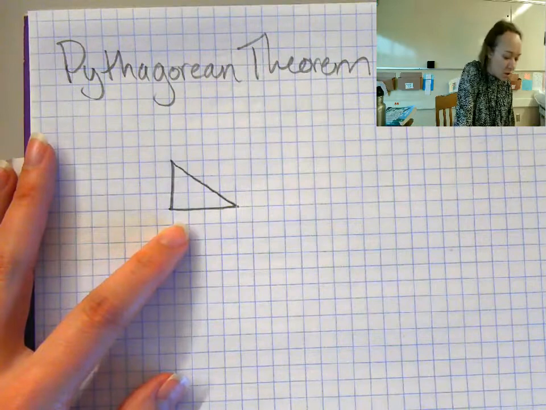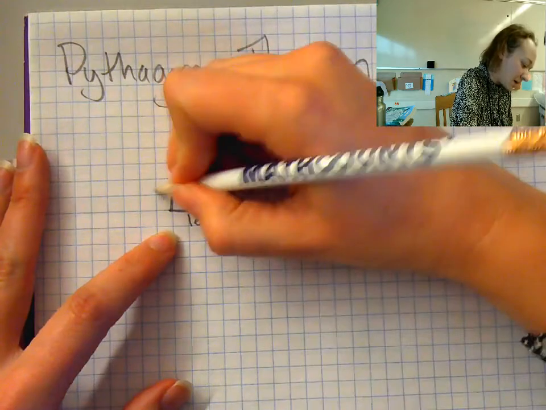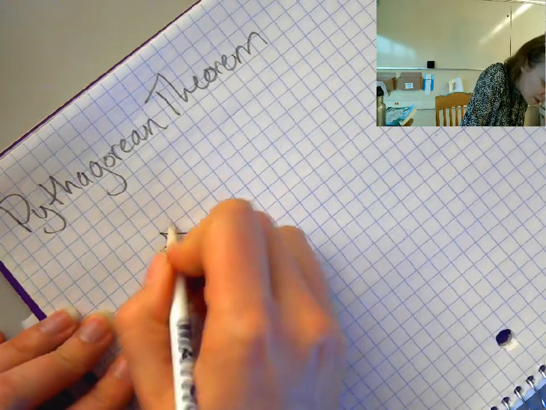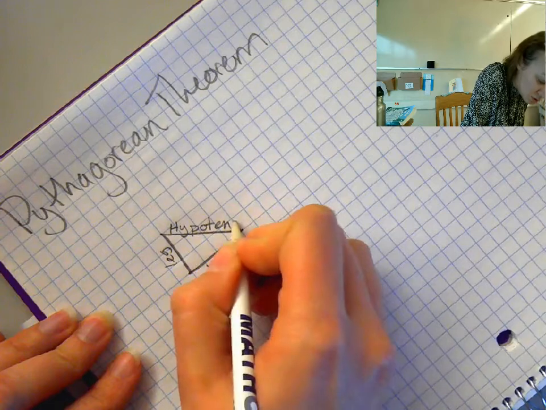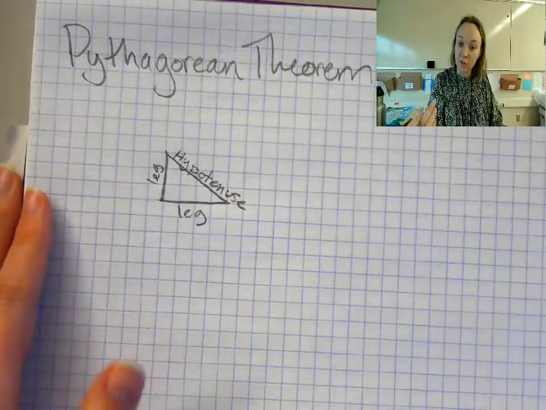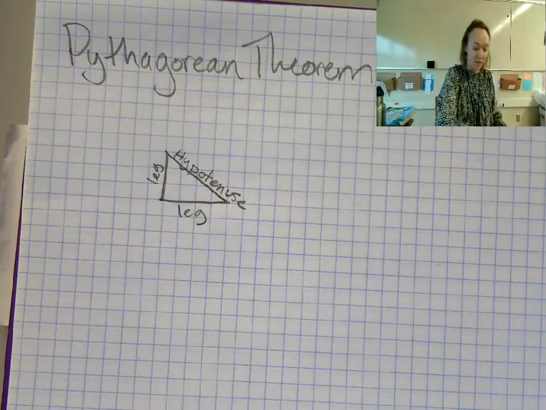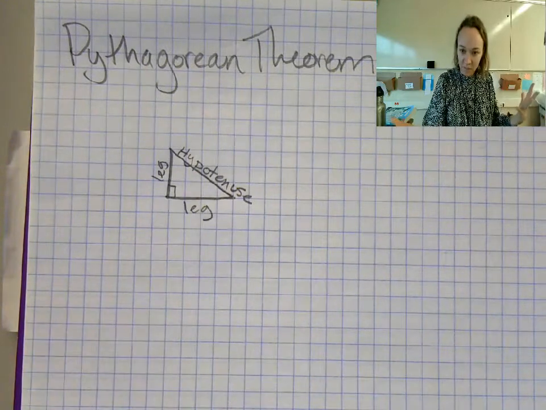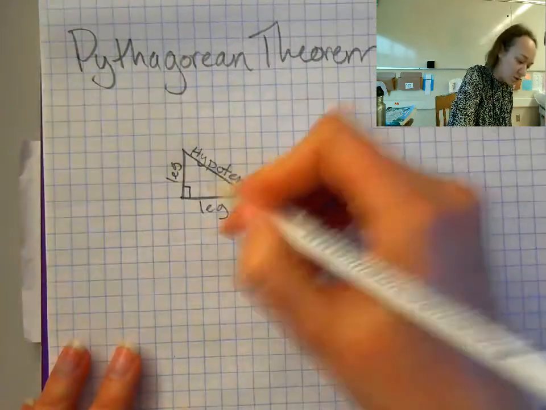And so this one right here, this is a leg, this is a leg, and then the diagonal side is the hypotenuse. And the hypotenuse is always opposite from the 90-degree angle, and the two legs make up the 90-degree angle. Okay? Now the Pythagorean Theorem says that if we square the legs, they'll add up to the area of the hypotenuse. So let's draw in those squares.